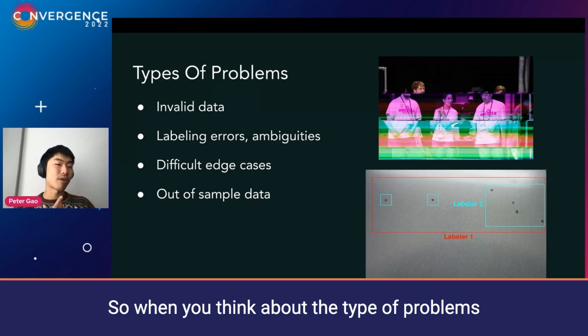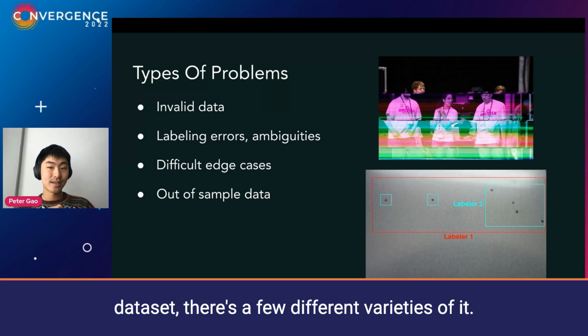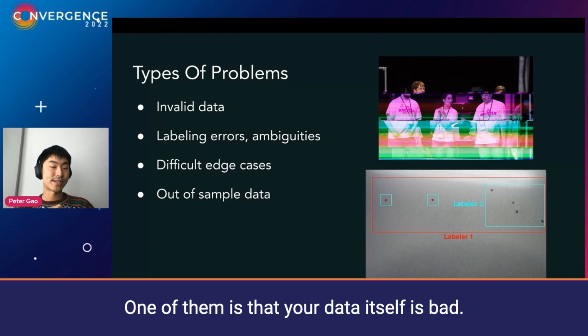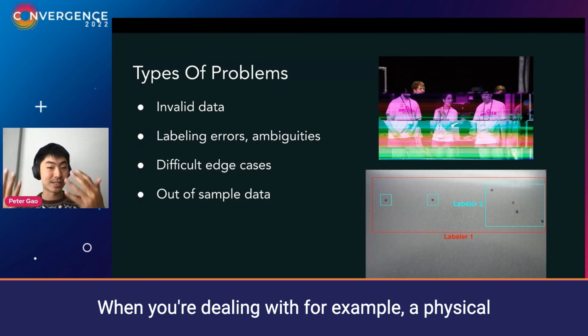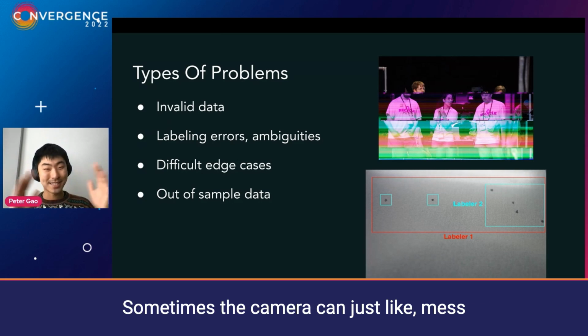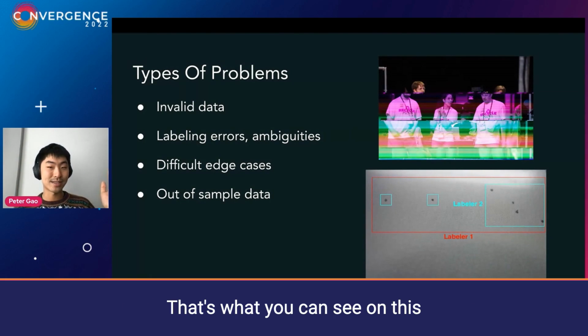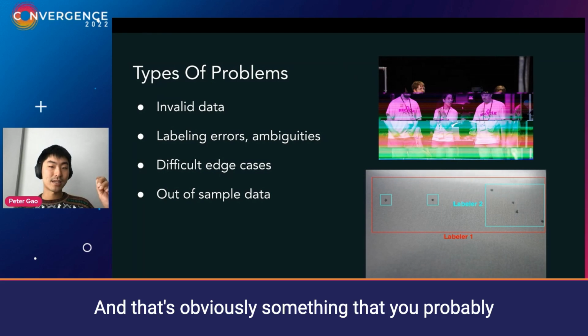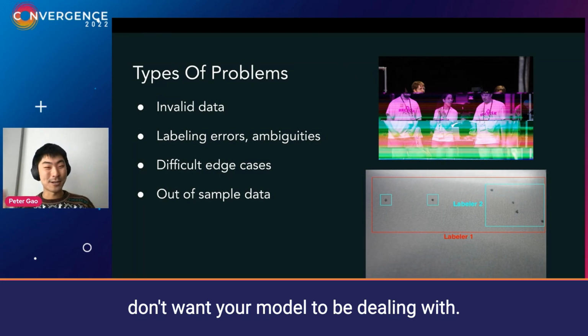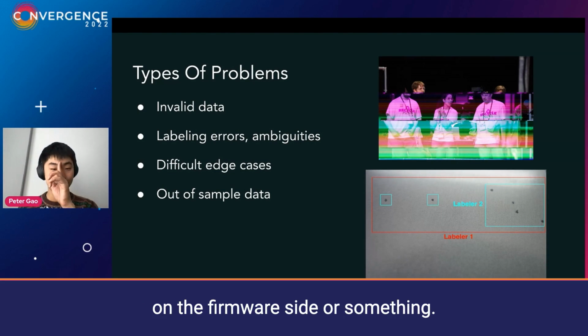So when you think about the type of problems that you can encounter when it comes to your data set, there's a few different varieties of it. One of them is that your data itself is bad. When you're dealing with, for example, a physical process like a physical camera that has captured data, sometimes the camera can just mess up, have a hardware error, and produce distorted imagery or something like that. That's what you can see on this top right side as an example. And that's obviously something you probably don't want your model to be dealing with.